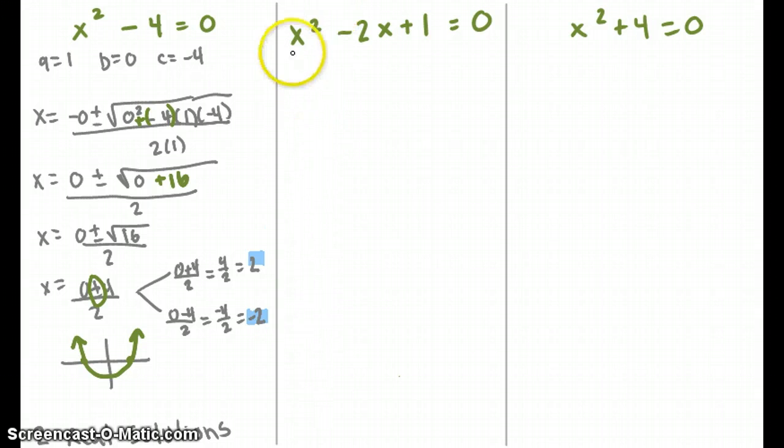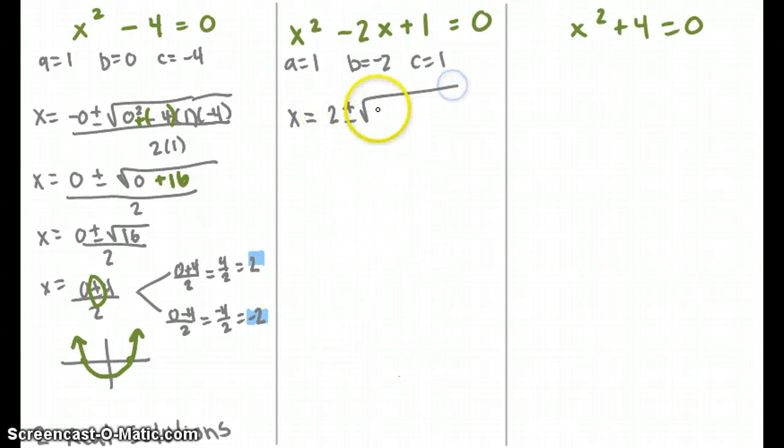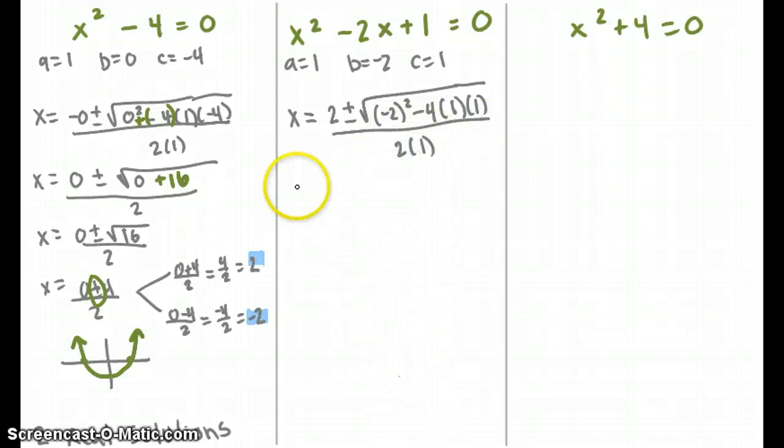Let's take a look at the next example. x squared minus 2x plus 1 equals 0. Our a value is 1, our b value is negative 2, and our c value is 1. Plugging into the quadratic formula, we end up with x equals negative b, negative negative 2, which is 2, plus or minus the square root of b squared, so negative 2 squared, minus 4 times a times c, so minus 4 times 1 times 1, all over 2a, so all over 2 times 1.